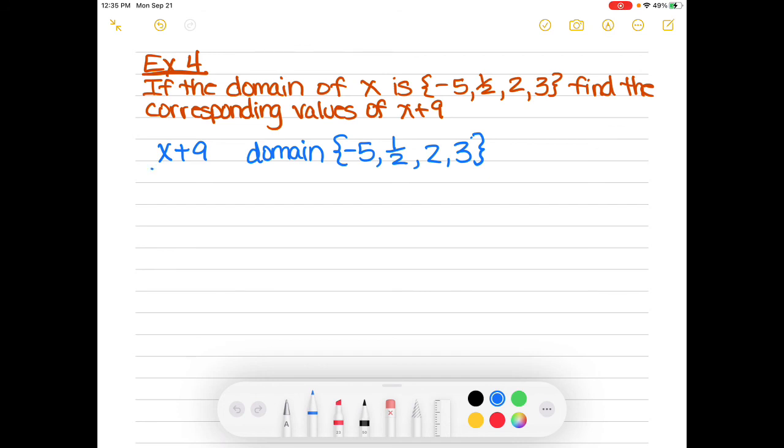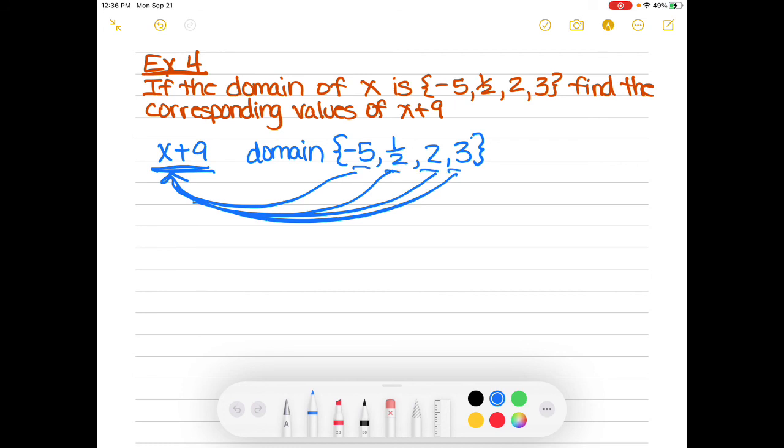Okay, so you're going to take the x plus 9 and you're going to put in place of x each of these numbers, right? So I'm going to put the -5, the 1/2, the 2, and the 3. So I'm going to put all of those in place of the x. And then that's going to give me 4 different answers, right? So that's going to be my answer. So I'm going to start with the -5 and put it in place of the x. So instead of x, I'm going to have -5 plus 9 and I'm going to solve that. So the answer is 4.